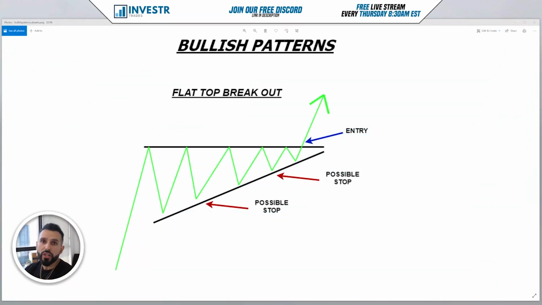Alright guys, we're going to go over some of my favorite patterns that I like to trade as a swing trade and even as a day trade. Every pattern that I'm showing you here can be traded on the intraday level for day trades, quick ins and outs, as well as swing trading them. So without wasting any more of your time, let's get right into it.